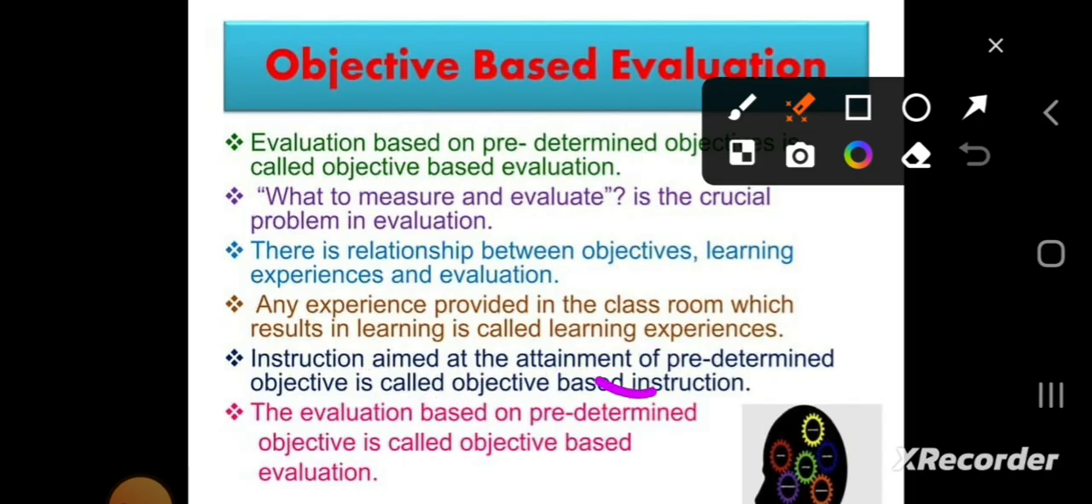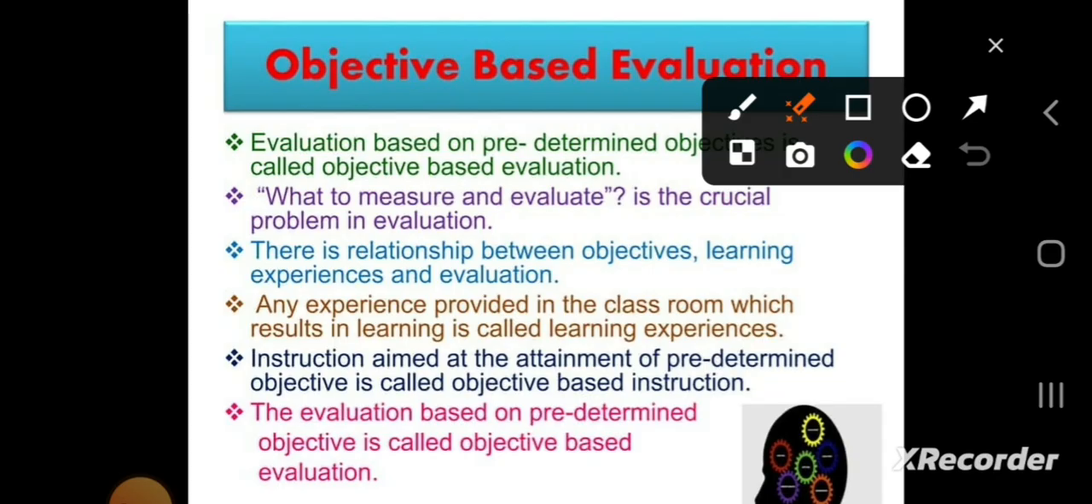Instruction aimed at the attainment of predetermined objective is called objective-based instruction. The evaluation based on predetermined objective is called objective-based evaluation. The measurement and evaluation. The core challenge in objective-based evaluation lies in determining what to measure. This involves identifying the criteria and methods for assessing whether students have met the objectives.